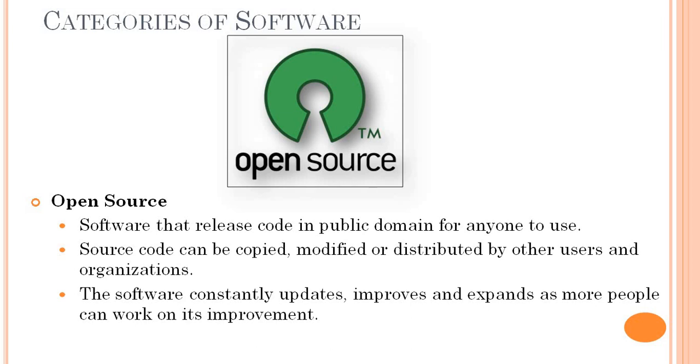The software constantly updates, improves, and expands as many people can work on its improvement. Now, for example, there is an open source software and many people have downloaded the software. If there are some bugs or some problems which we cannot get through, if there is some troubleshooting to be done, then there is a community of all the people who have downloaded this software and they can help each other to make improvements in the software. So the software is being continuously updated because many people are using the software and they can make the changes also.